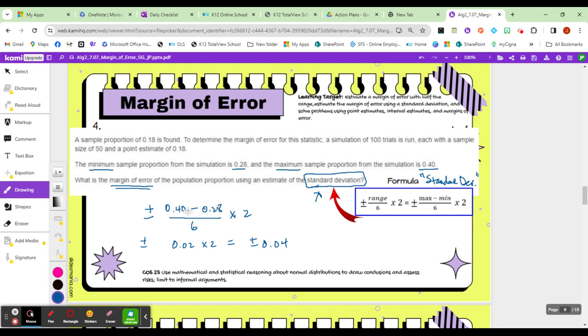So I actually subtracted these two numbers and then divided by 6. That got me the 0.02, and then I multiplied by 2. They're not using percents in this problem. They just gave us a min of 0.28 and a max of 0.40. So let's not add a percent to that answer.